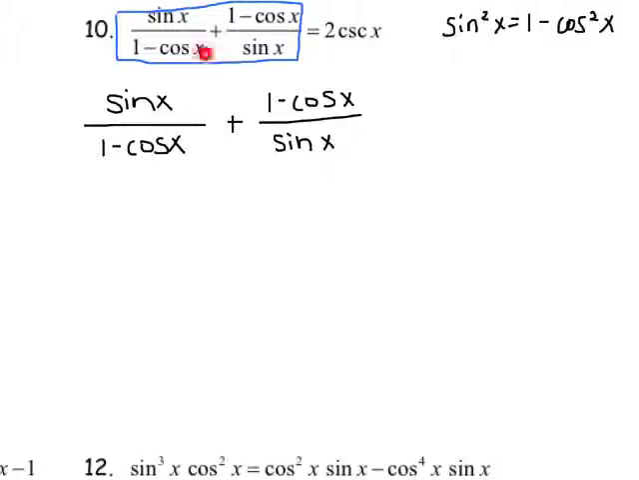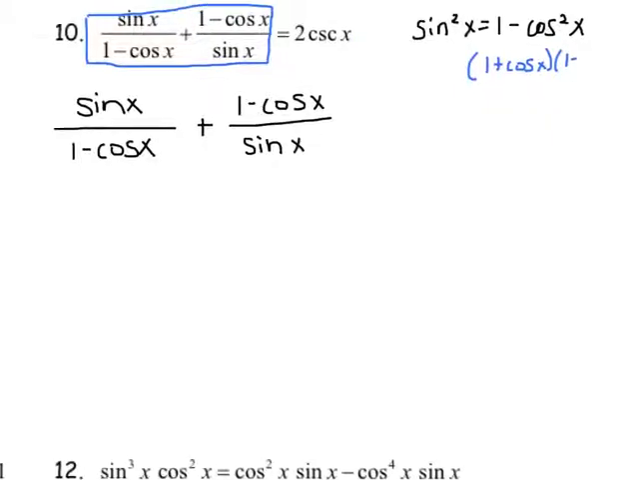Well, I chose that one because I keep seeing 1 minus cosine. So this is as close as I can get. But they are not entirely the same, right? This is 1 minus cosine squared, whereas this is only 1 minus cosine. So what we have to do is use the difference of squares rule here. So instead of writing 1 minus cosine squared, I can think 1 plus cosine and 1 minus cosine.